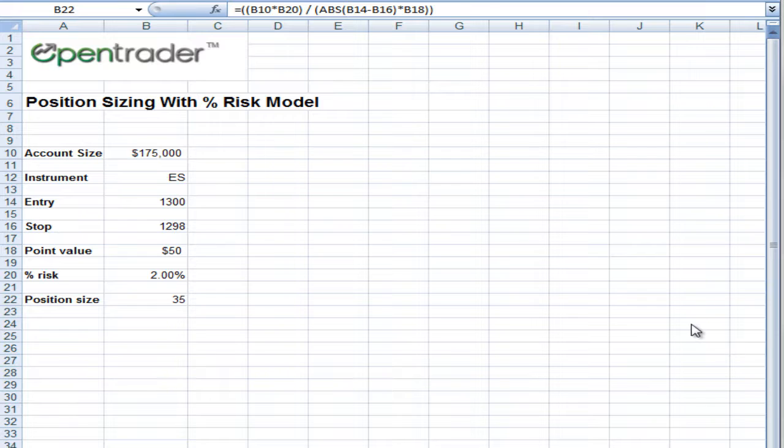Now, what is the benefit of keeping dollar risk per any given account size fixed? What is the benefit of that? Well, there's actually several benefits. The first benefit is that we get to compare different trades on an apples to apples basis. We get to equalize all trades.